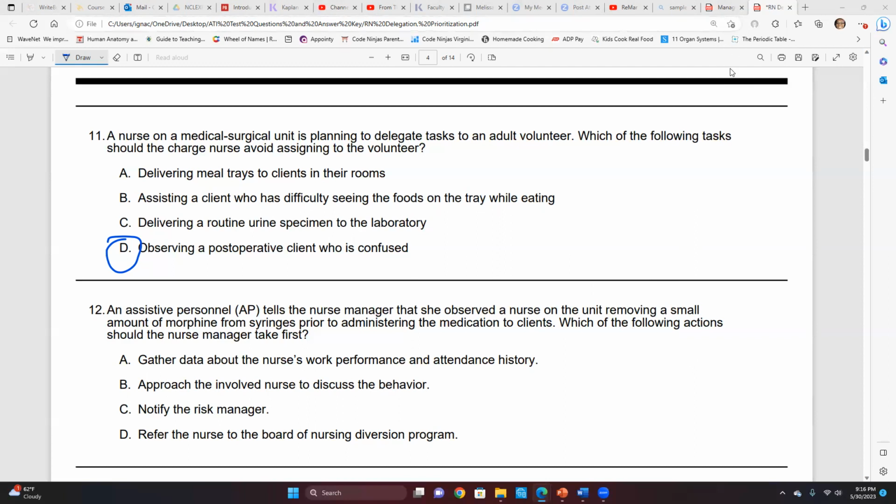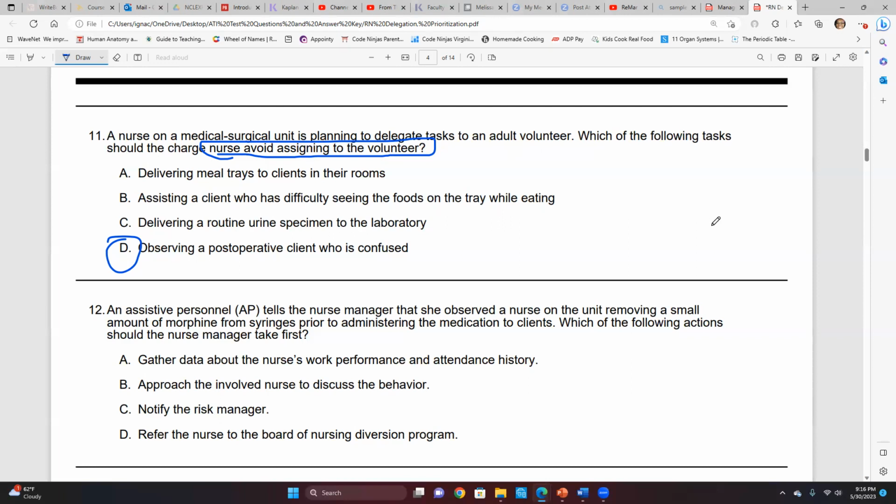Because they volunteer, we don't need to do that. And I know with feeding of the patient, they can do that. So the main thing they can do is just to pass the tray. Yes, passing of the tray will be better. Okay, yes. So this question is a negative one. It's saying which of the following tasks should the nurse avoid assigning to the volunteer?